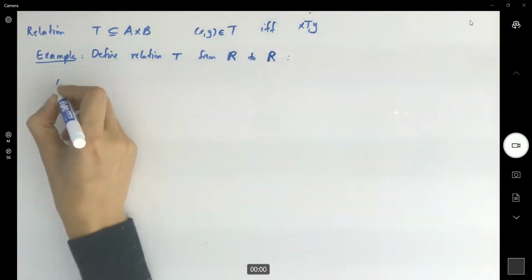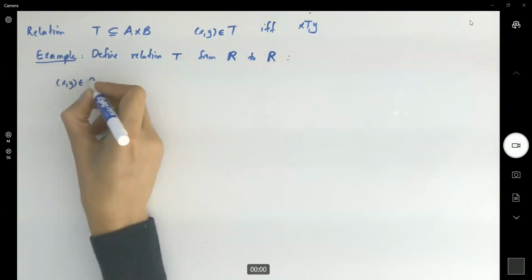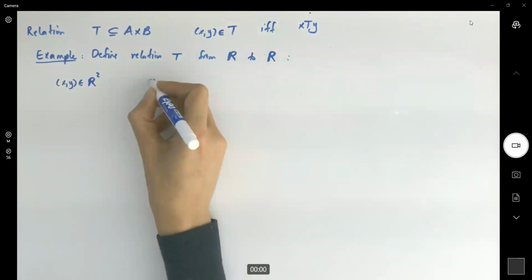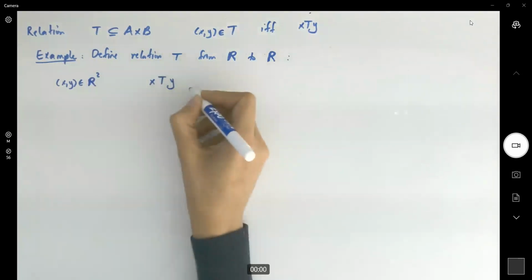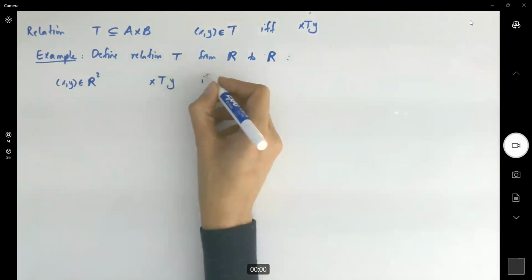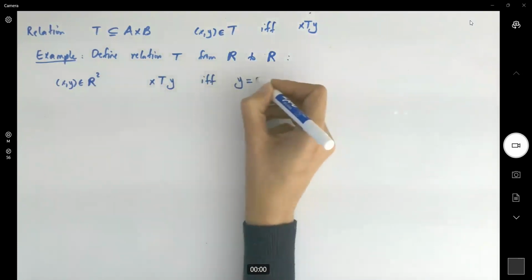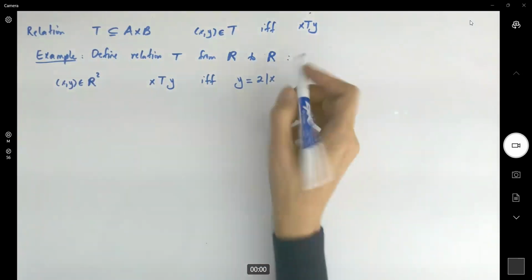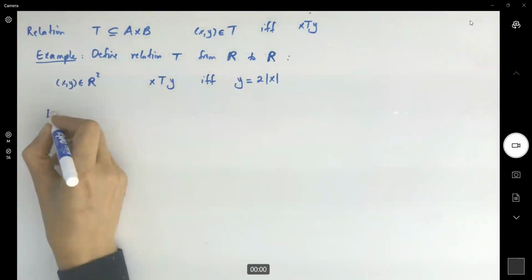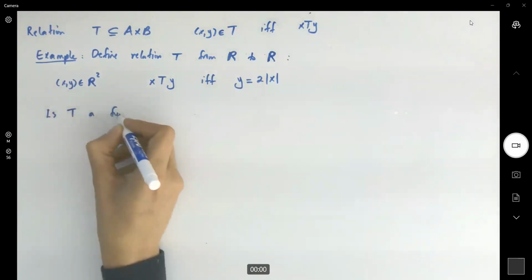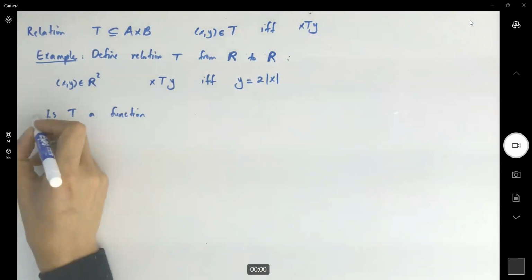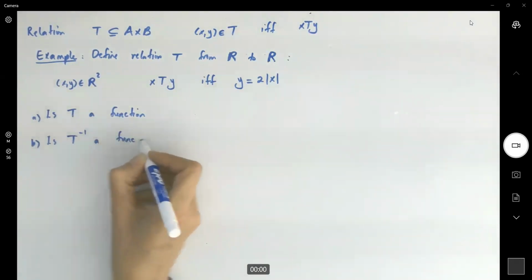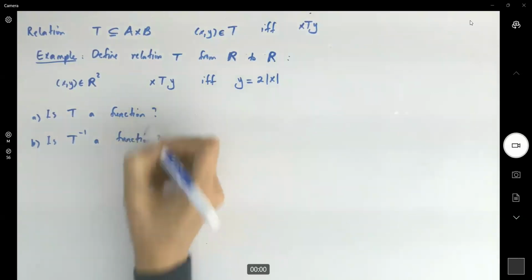We're going to say that for ordered pairs in the Cartesian product between R and R, X is in relation with Y over T if and only if Y is equal to 2 times the absolute value of X. The question says, is T a function? Is the inverse of T a function?